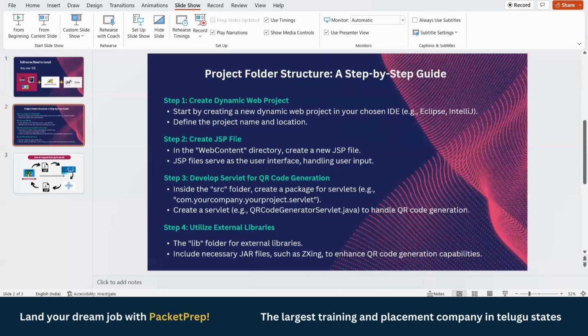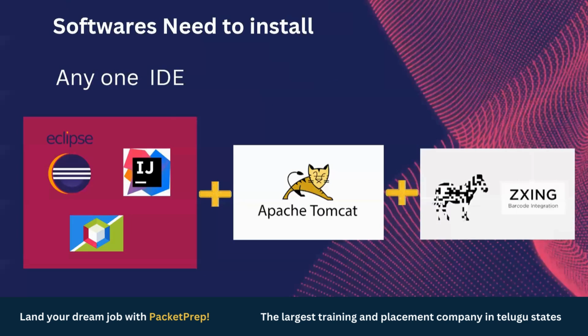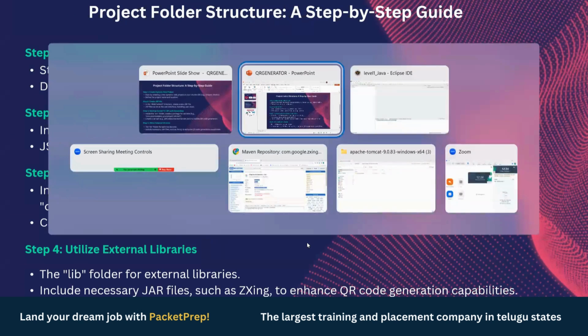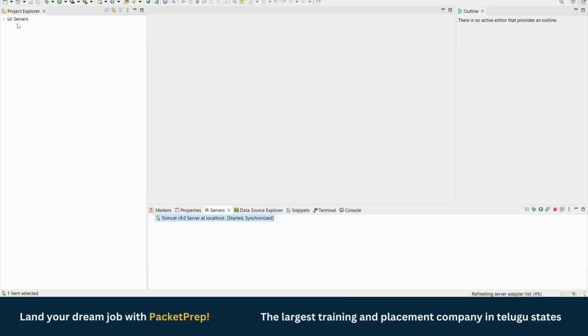So here we have step two. This is step one, we have completed. In step two, we need to create a folder structure. Okay, we need to maintain a folder. So for that, they are provided here. We have some steps on how to set up a project. In that, the first step is creating a dynamic web project. Start by creating a new dynamic web project in your chosen IDE. Define the project name and location. So now we are going to create a dynamic web project.